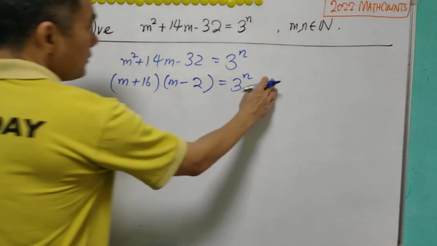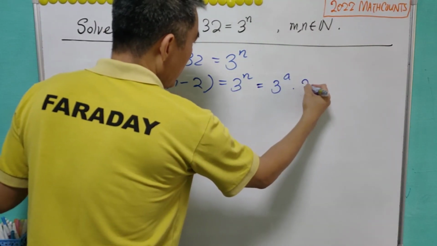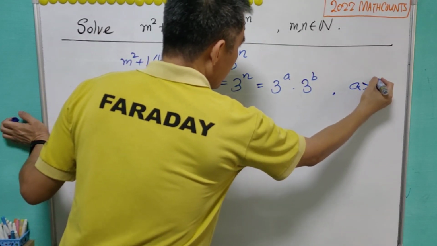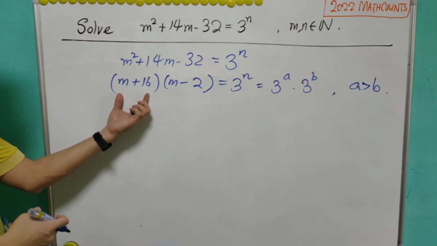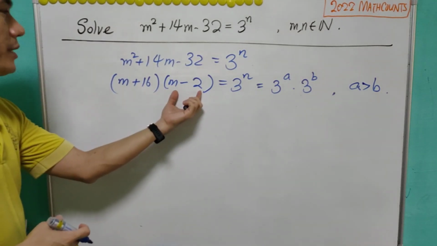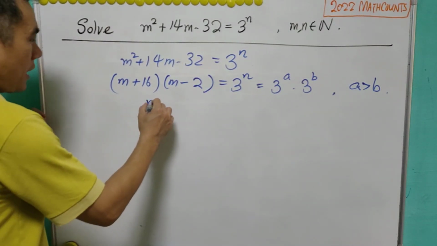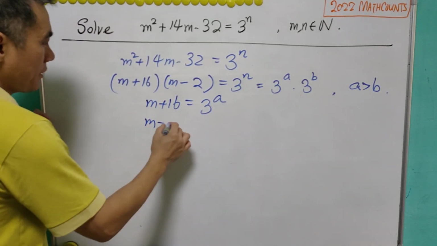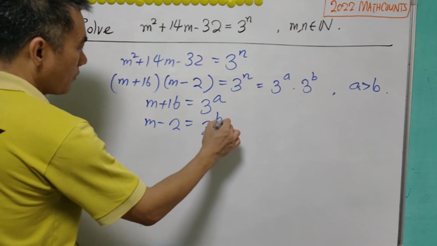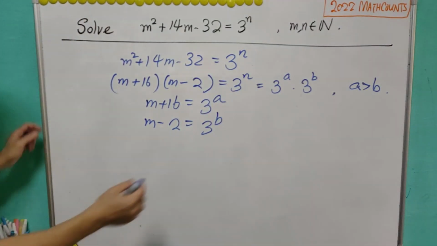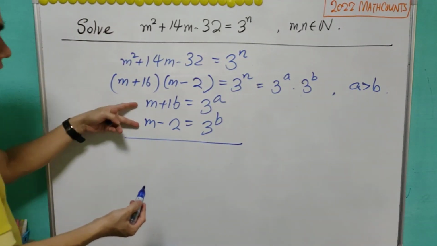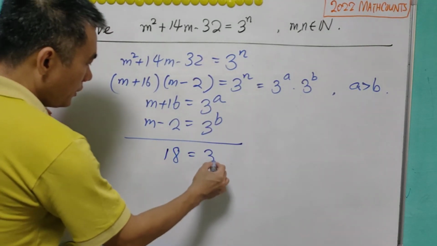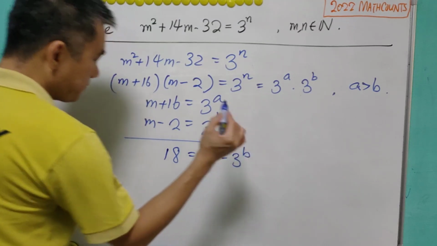And for 3 to the power n, we can write it as 3 to the power a times 3 to the power b, where a is greater than b. Now it's obvious that m plus 16 is greater than m minus 2. So we should choose m plus 16 equals 3 to the power a, and m minus 2 equals 3 to the power b. If we take the difference of these two equations, then we have 18 equals 3^a minus 3^b.